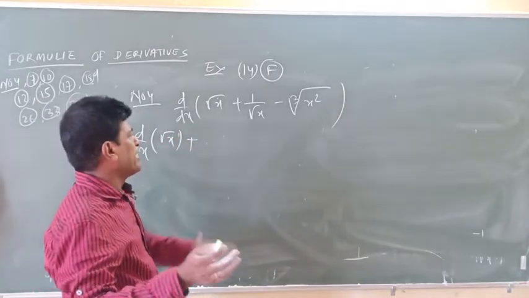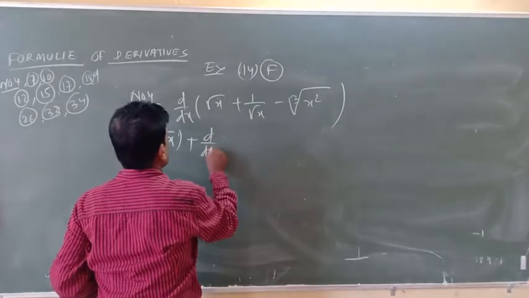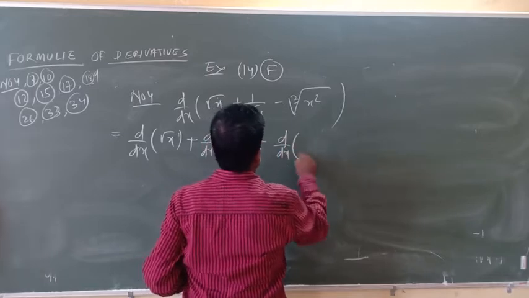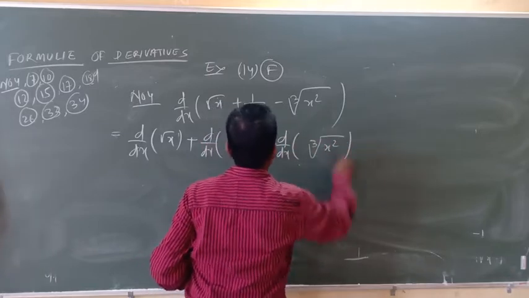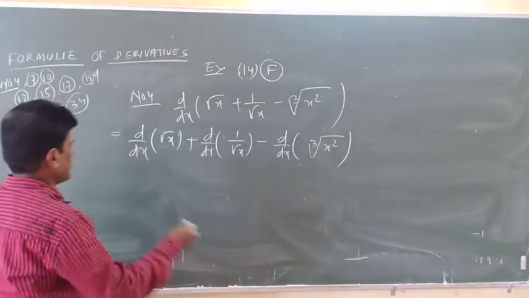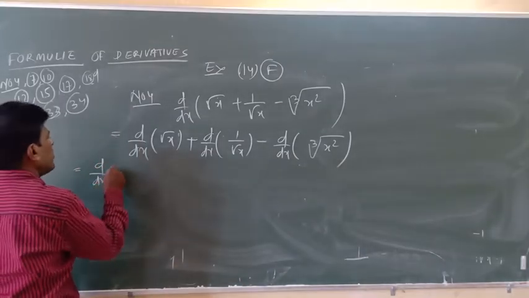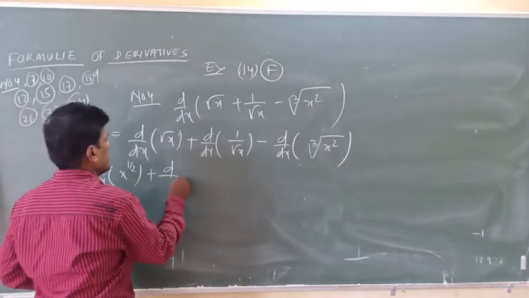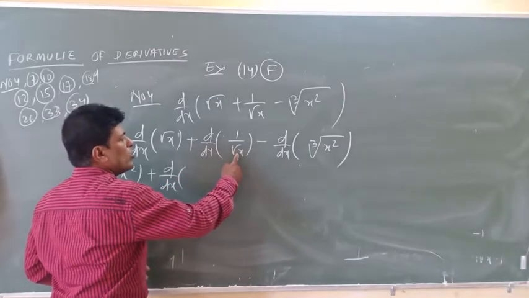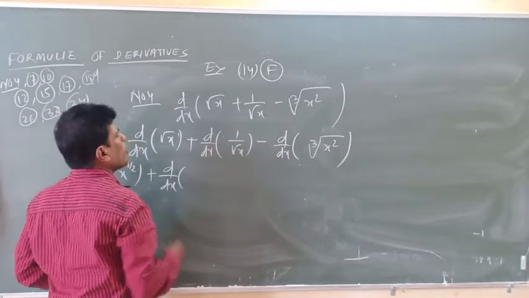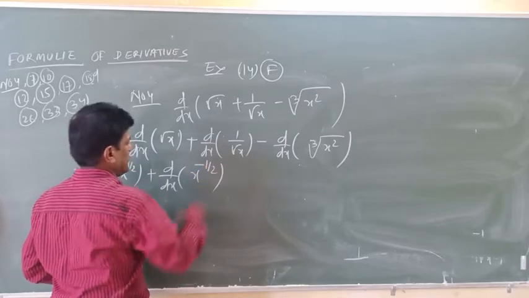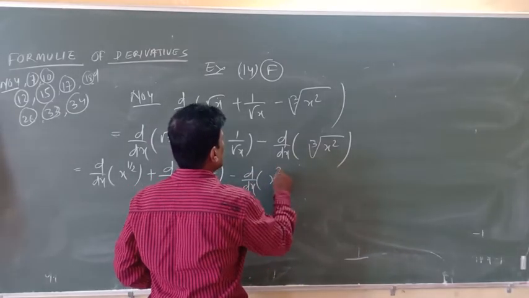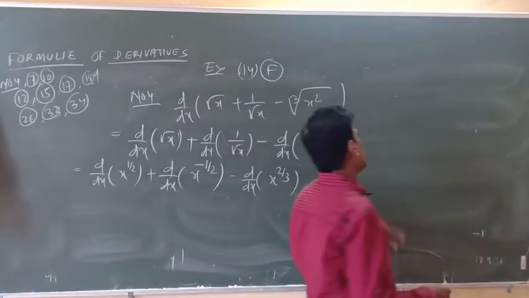using algebra of derivative, here are some symbols, d by dx of 1 by root x, d by dx of cube root of x square, a simple using algebraic properties, that becomes d by dx of x power half, root x means x power half, d by dx of root x means x power half in denominator. When going to numerator, it becomes negative sign, minus half. Similarly, d by dx of x power 2 by 3, the cube root of x square.